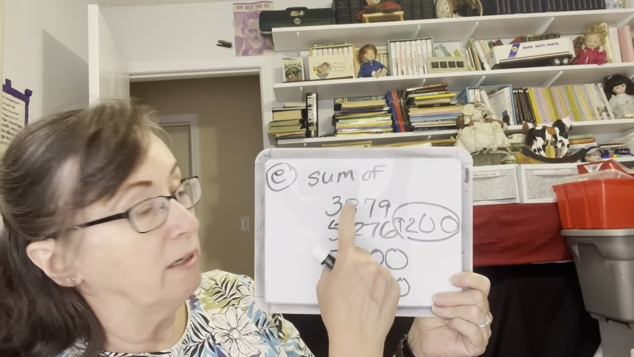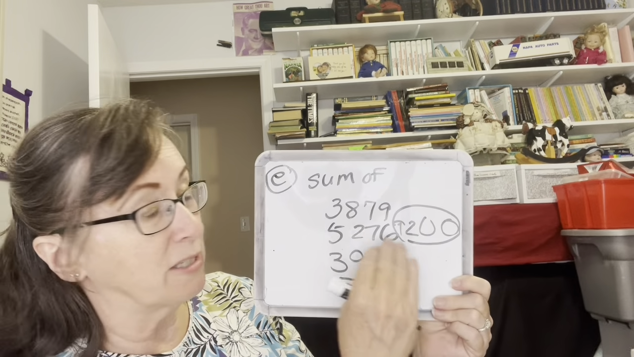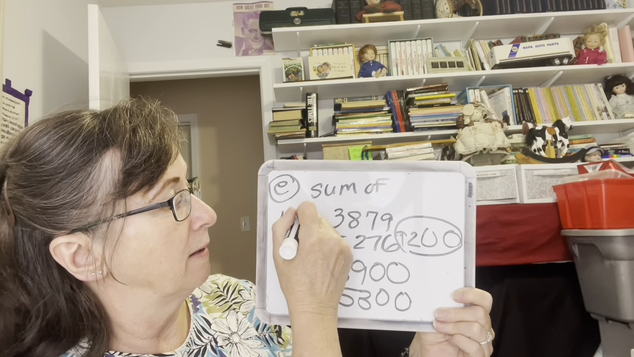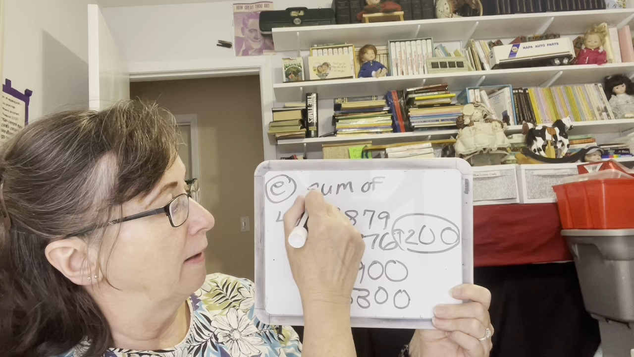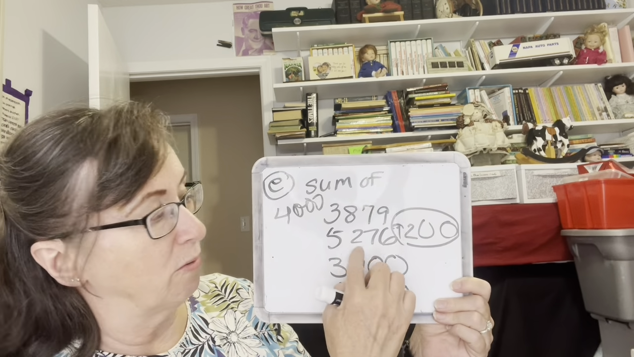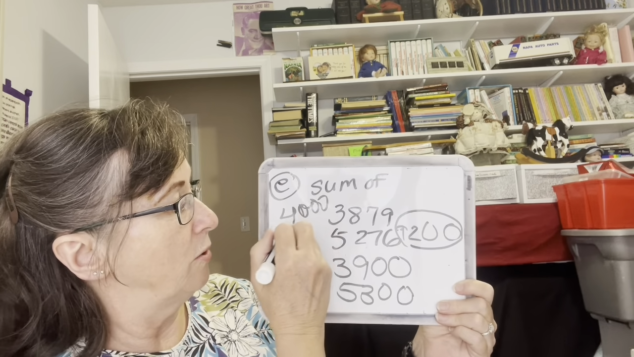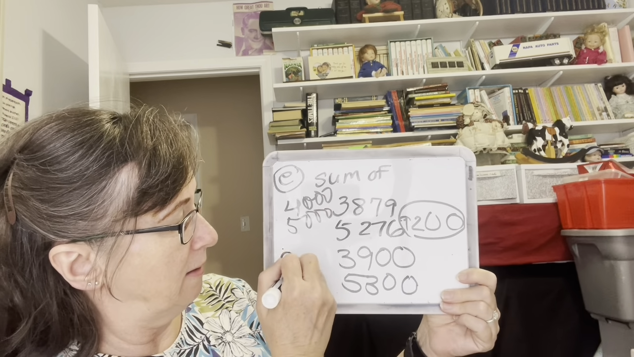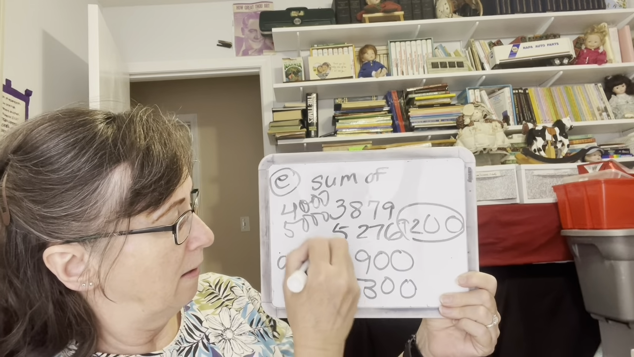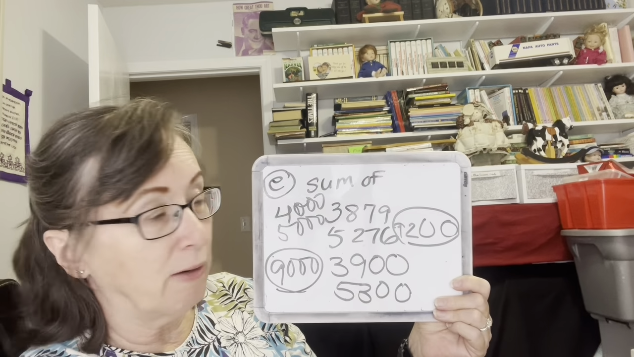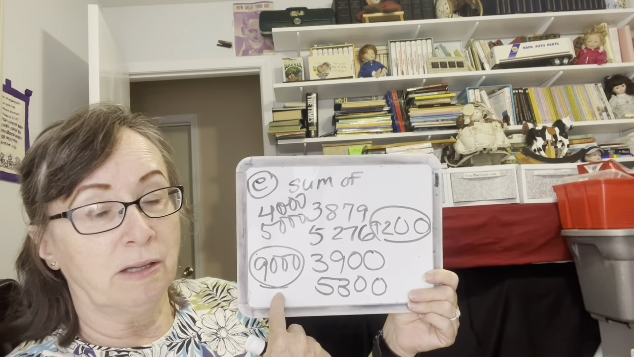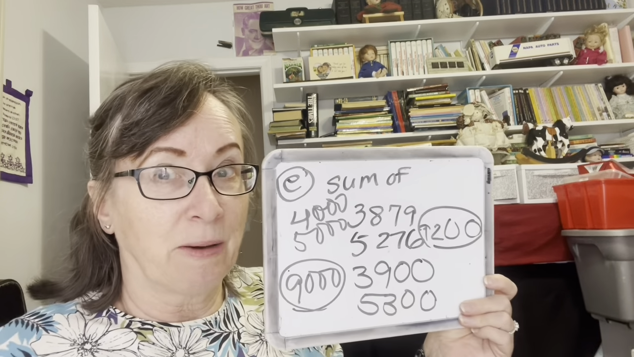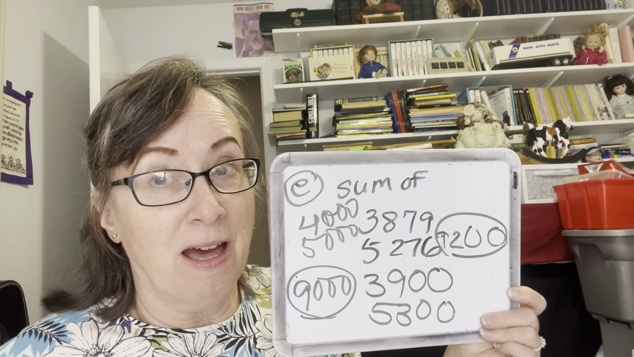Or I could round or estimate to the thousands place. So that's going to be about 4,000. That's going to round down because that's a 2 to the 5,000. And that's going to be 9,000. 9,000 is what I got when I rounded to the thousands place. 9,200 is what I got when I rounded to the hundreds place.